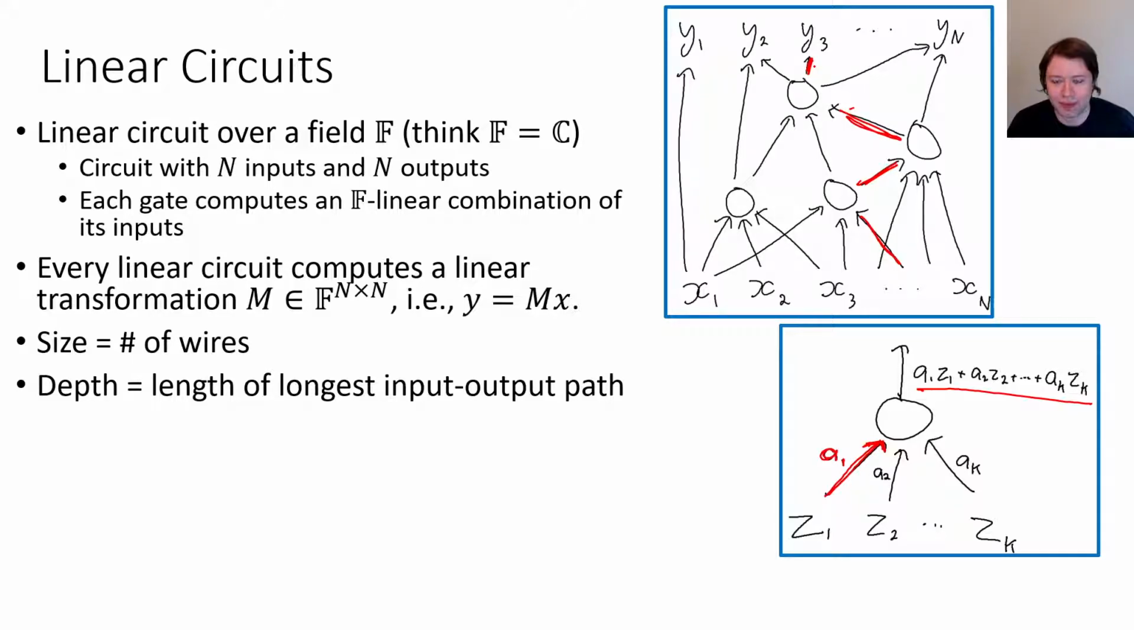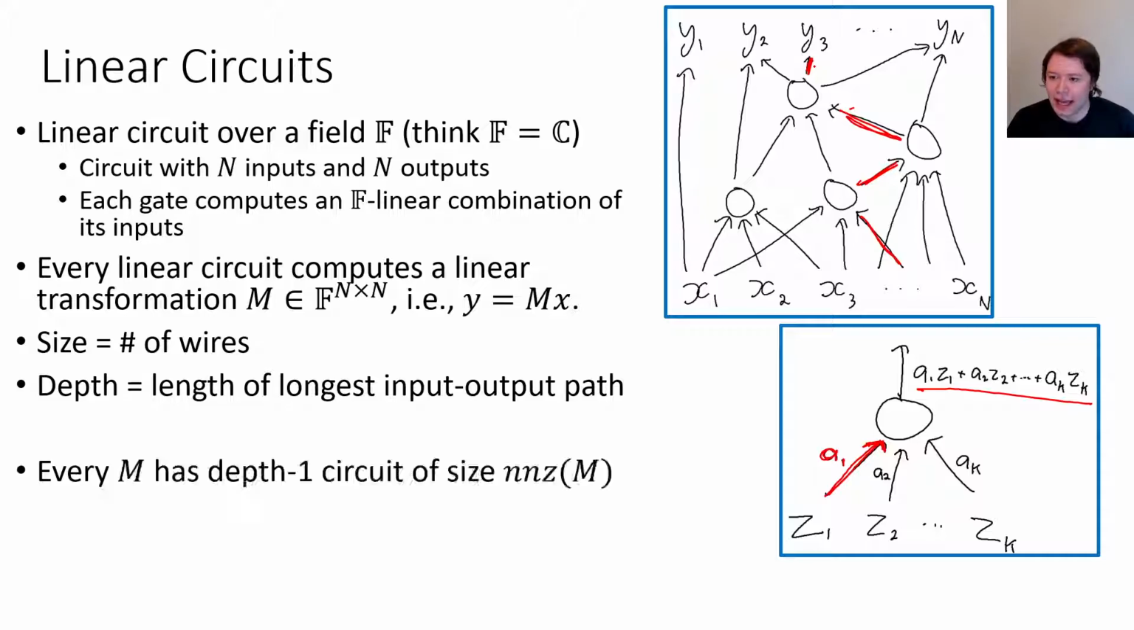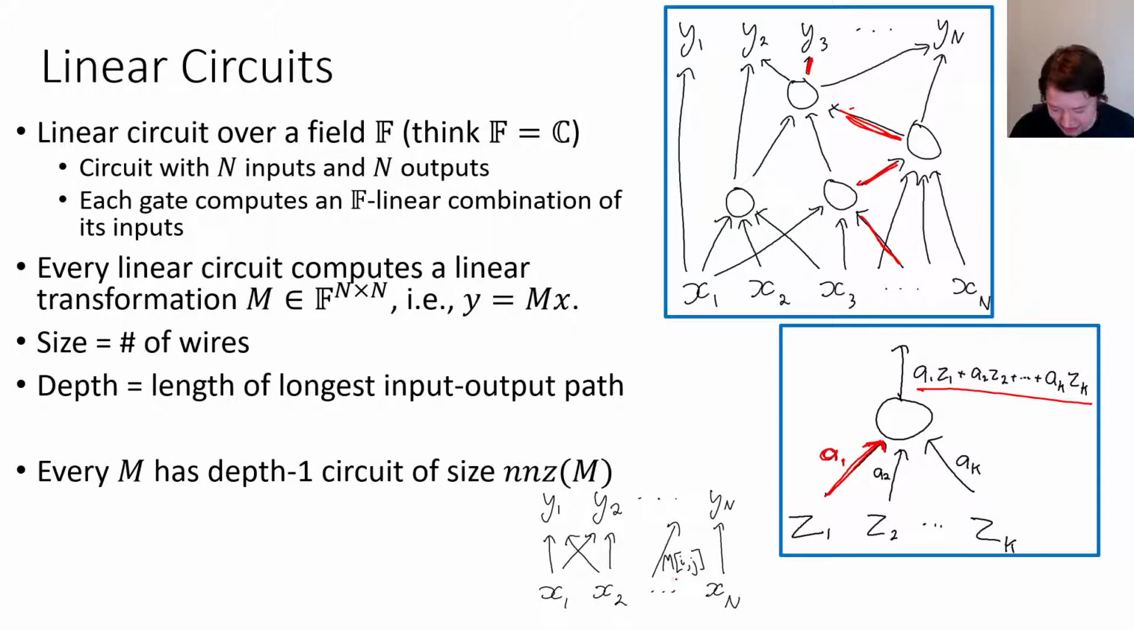So what do we know about circuits like these for matrices? Well, every matrix actually has a depth 1 circuit whose size is the number of non-zero entries in the matrix M. You can just connect every input up to every output and put the weight on the edge equal to the corresponding entry of the matrix. So you have an edge whose weight is the ijth entry of the matrix, pointing to the output yi coming from input xj. And then you have one edge like this for every non-zero entry of the matrix, and you can check that this correctly computes the matrix M.